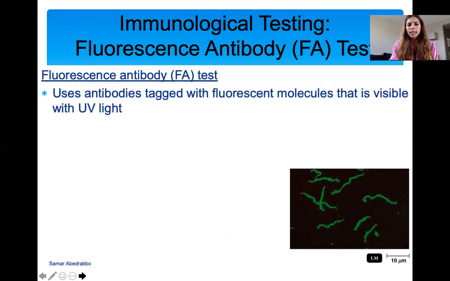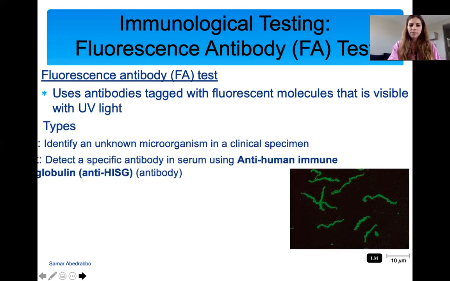So with this test, we use antibodies tagged with fluorescent molecules. If you have your antibody as a V or as a Y, because they mostly look like a Y, and you have a fluorescent molecule on it, every time the antibody binds the antigen, you get fluorescence.